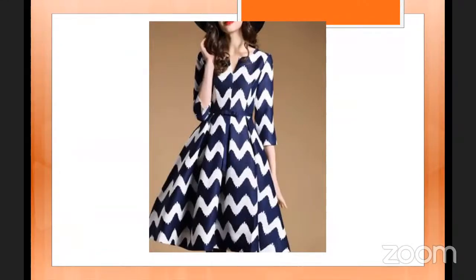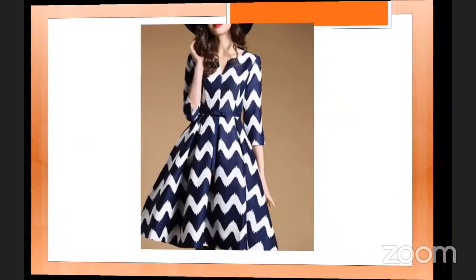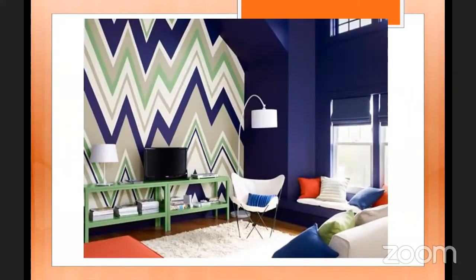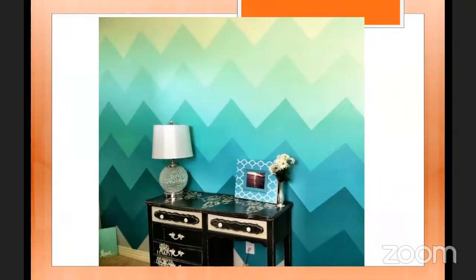A simple example of zigzag in a dress and in an interior. You can see the example, how to use the lines in your design actually. Another example of zigzag in an interior, how you can play with colors and lines. Interesting, right?